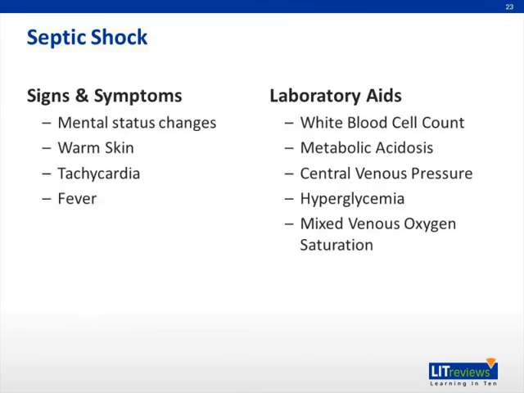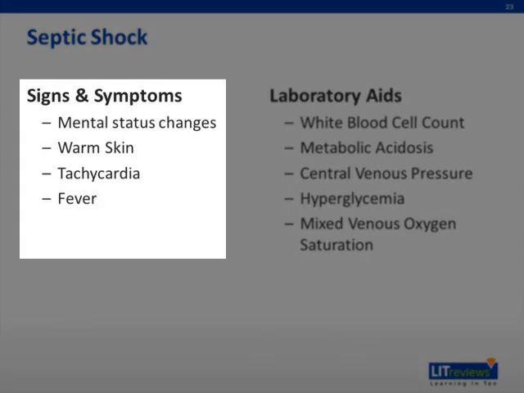The signs and symptoms of septic shock include mental status changes, warm skin. This is different than hypovolemia and cardiogenic shock, when the body is going to vasoconstrict in order to keep pressure up, because the inflammatory response to the bacteria includes vasodilating. The patient will also become tachycardic as the body tries to compensate for the vasodilation and drop in blood pressure, and will often have a fever associated, although the fever may come and go throughout the course of the disease.